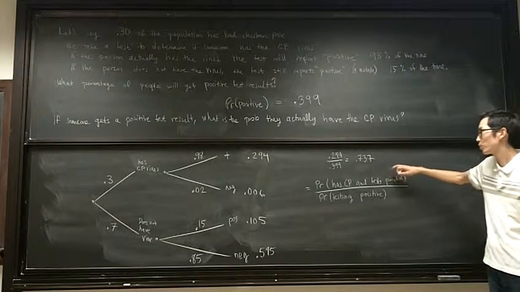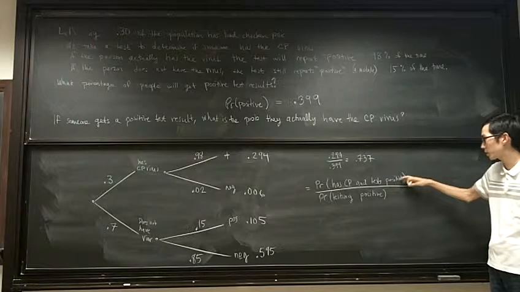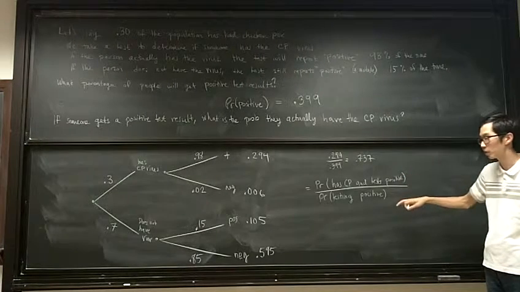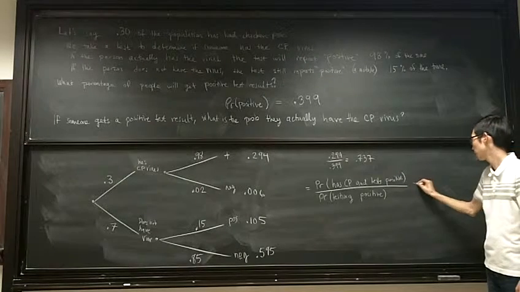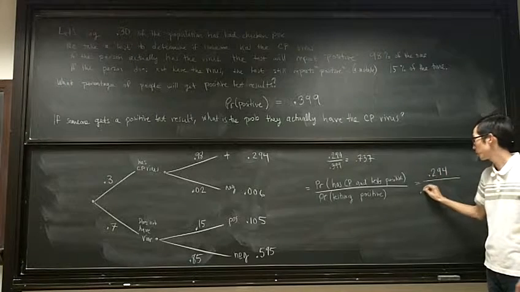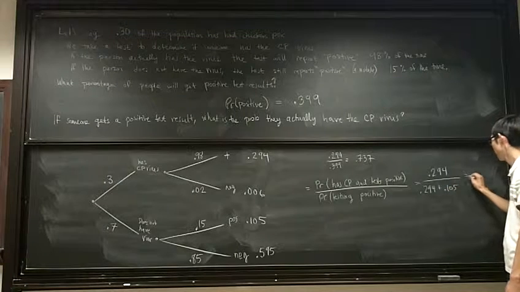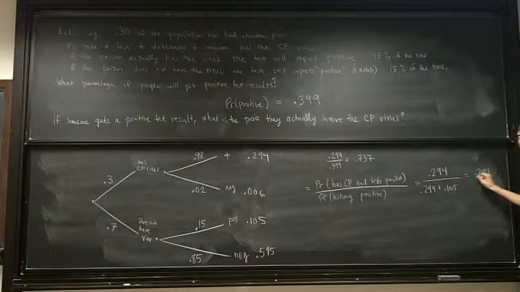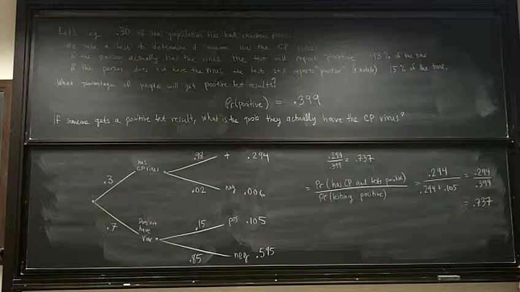So 0.294 of the entire population has chickenpox and tests positive, divided by everybody who tests positive, which we established in the previous group is 0.399. So this is 0.294 divided by 0.294 plus 0.105, which is 0.294 over 0.399. And that gives me 0.737.